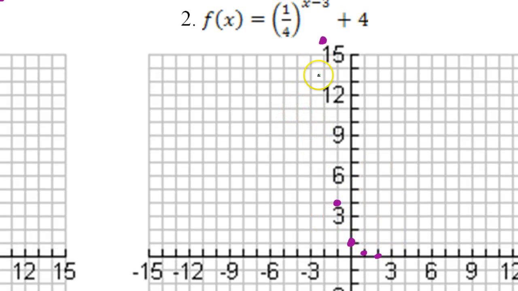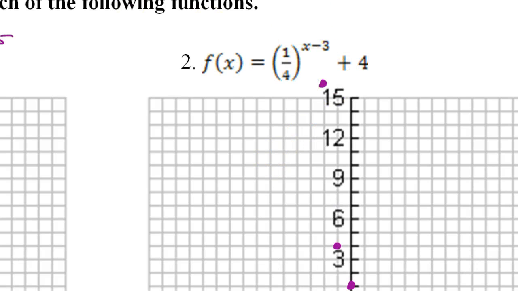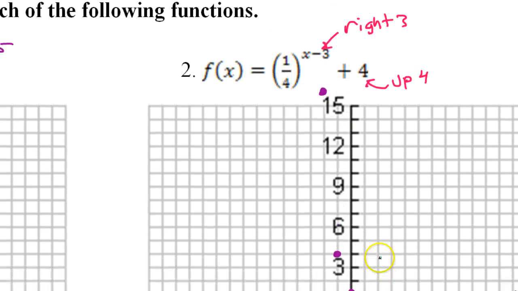Do not connect these points. This is not the final answer because we still have to do this shifting. So this -3 in this position is going to send us to the right by 3. It's the opposite of the way it looks. The +4 in this position is going to send us up 4. So let's move all 5 of these dots that we just graphed, right 3 and up 4.